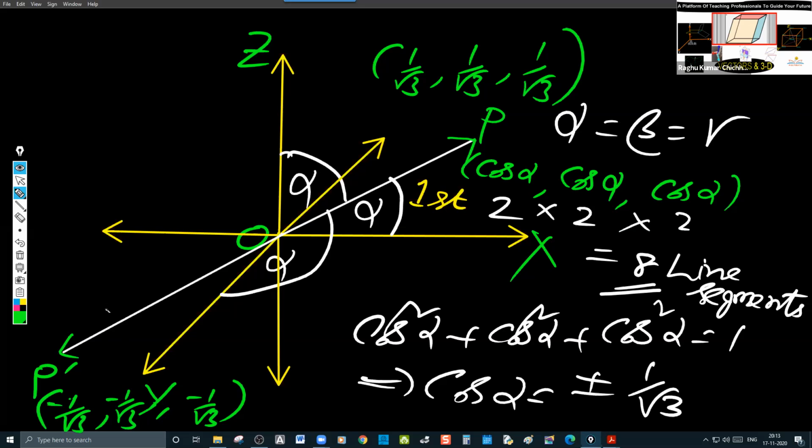They are line segment wise 2, but line wise, this is only 1. So how many such line segments will be there? 4 line segments will be there. One is this in the first octant. And in the second octant, 1 more will be there. In the third octant, 1 more will be there. In the fourth octant, 1 more will be there. I hope you understand what I'm explaining. There are totally 4 lines that are making equal angles with the coordinate axis.